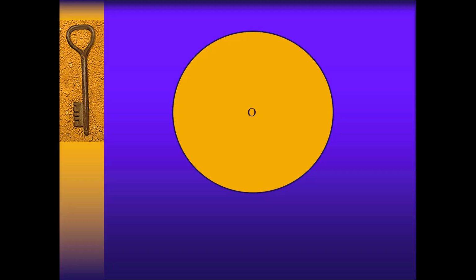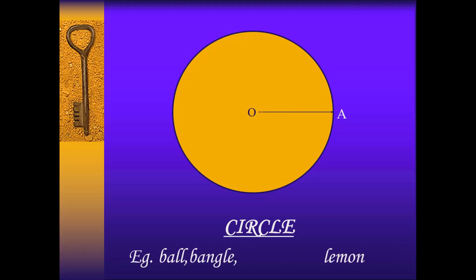Literally speaking, you know what a circle is, but in this lecture we will be talking about the terminologies used and how we are going to deal with the circle in mathematics. So this is how we draw a circle, a basic circle. For example, ball, bangle, lemon, coin.